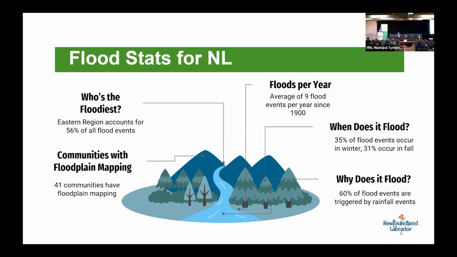The majority of floods in the province, 35%, occur in winter, and 31% have occurred in the fall. So those two seasons are when we see the most floods. The majority of our flood events, 60%, are due to rainfall events. There are also other triggers such as coastal storm surge, ice jams and snow melt. We have over 300 communities that have experienced floods, but only 41 communities have had floodplain mapping done for them.